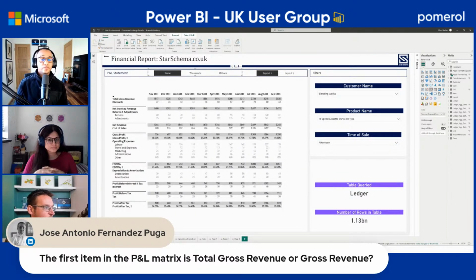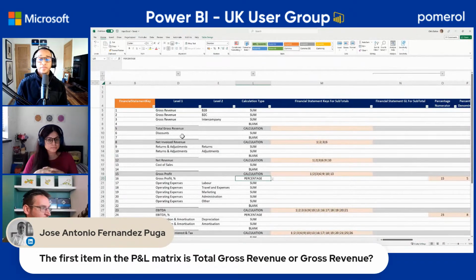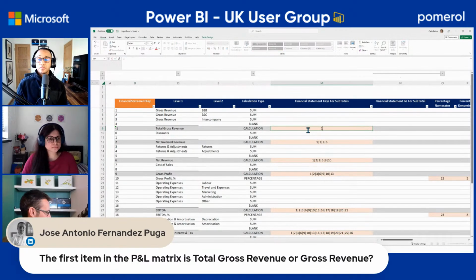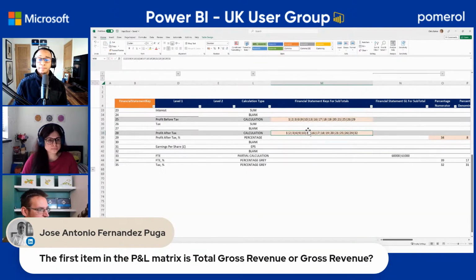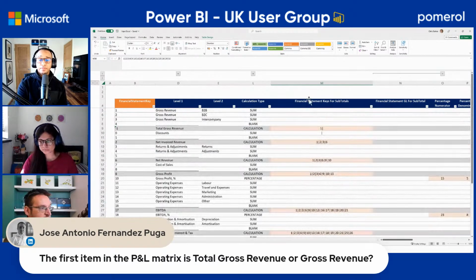So if I just quickly go back to the layout, at the moment I've got total gross revenue appearing beneath B2B and B2C, but I could just as easily change this financial statement key, make it -1. It'll then appear at the top. As long as I'm still referencing keys 1, 2, and 3, total will work the same. So whichever way your organization wants to do it is the short answer.